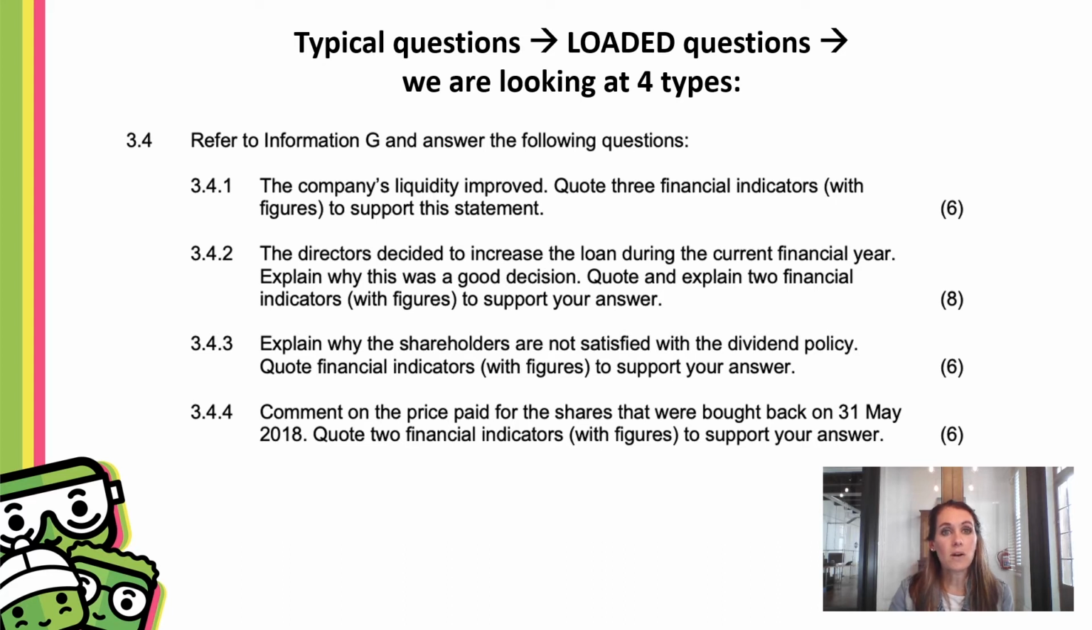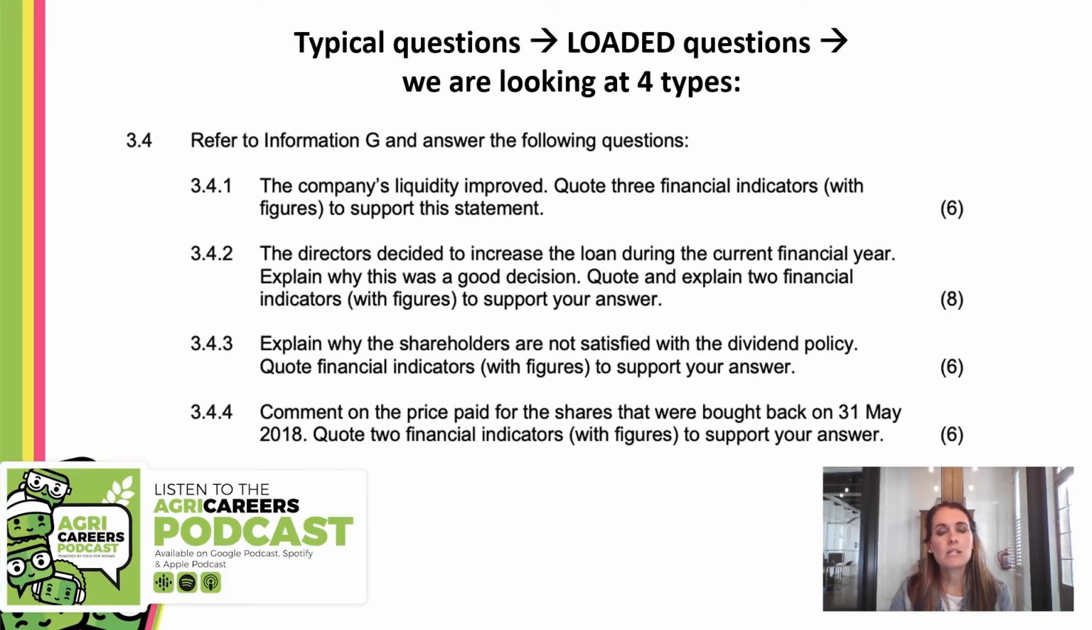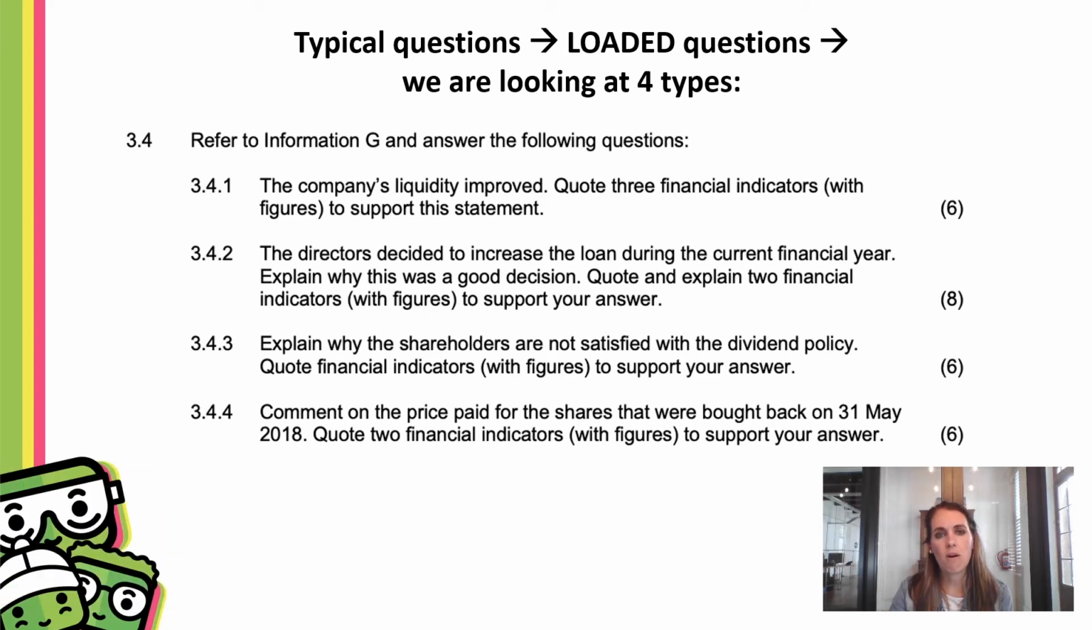Right, so we are going to jump into it straight away. Here I have 4 typical questions. I call them loaded questions. And it looks at the 4 main types of commenting on financial indicators that you need to be able to do. So before we get to these 4 questions, you will have to be able to work out a financial indicator by using the formula sheet. So that is something where you just look at the figures and you put them in the formula and calculate an answer. Something easy to study.